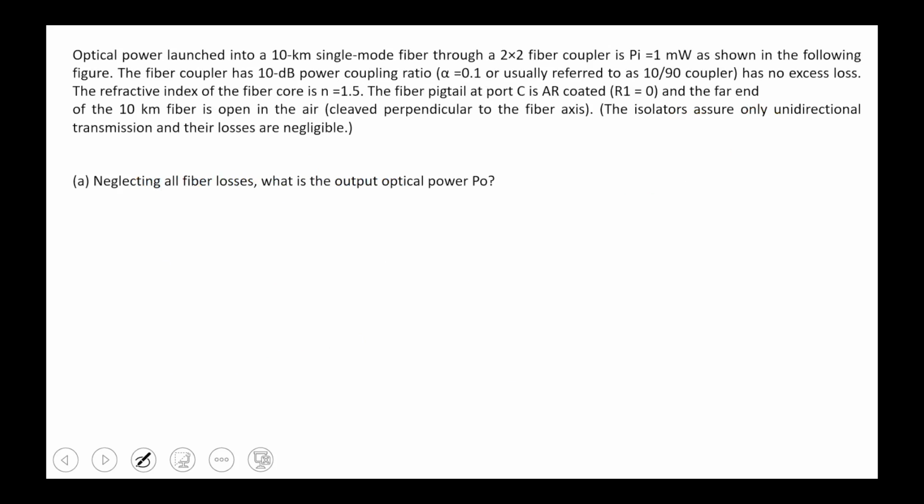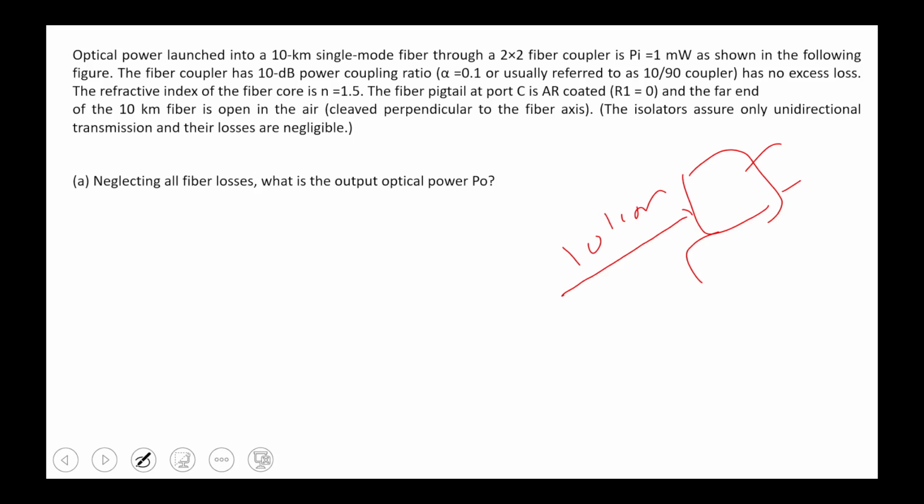No, sir. So one question is given: optical power is launched into a 10 kilometer single mode fiber through a 2 into 2 coupler. So the length of the fiber is 10 kilometer, and there is a 2 into 2 coupler. P input is equal to 1 milliwatt, as shown in the following figure. The fiber coupler has a 10 dB power coupling ratio, and attenuation is equal to 0.1. That is, the ratio is 10 upon 90. The coupler has no excess loss.